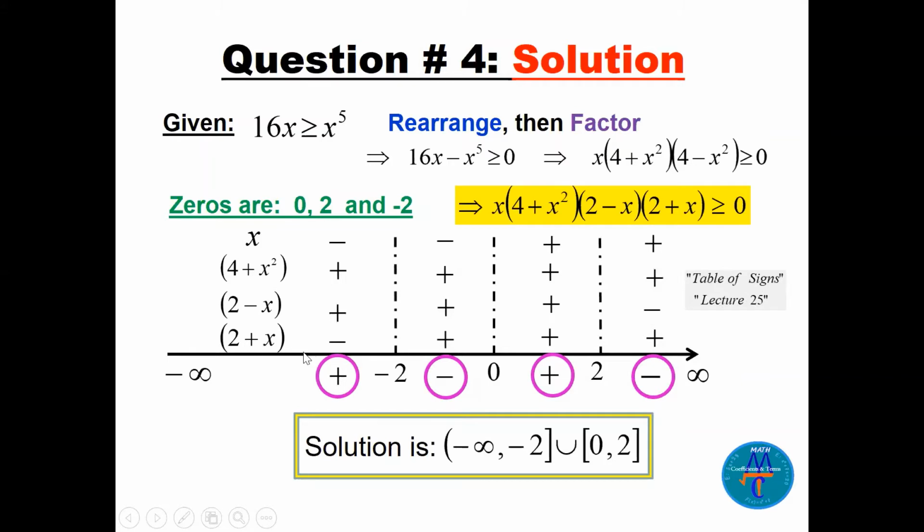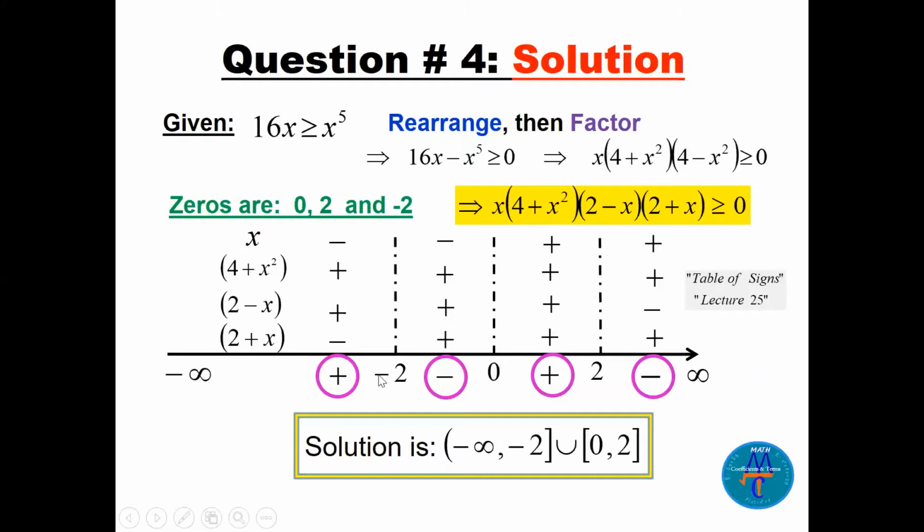We choose here a number, and then we replace it in the x. Remember, we don't touch 4 plus x squared. Just put it in the table. You have to show it. It's all plus. So you take a number here, let's say minus 10. You replace it in the x. From here, you take minus 1. From 0 to 2, you take 1. From 2 to infinity, you take 5 or 7 or 9 or 10 or 12 or 50. Replace it in the x.